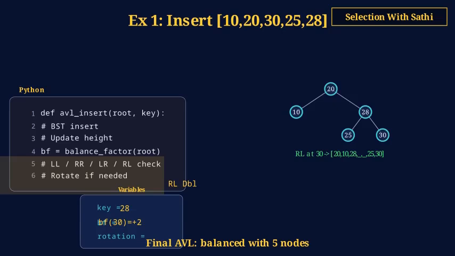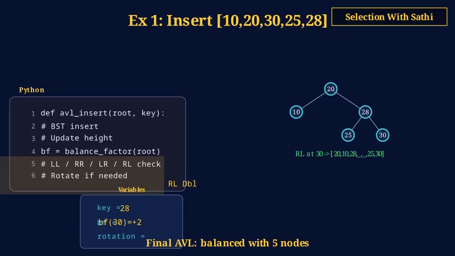Now insert 25, goes right of 20, then left of 30. BF of 30 is plus 1. Fine. Insert 28, goes right of 25. Now BF of 30 is plus 2.